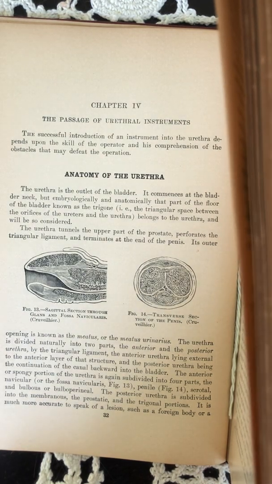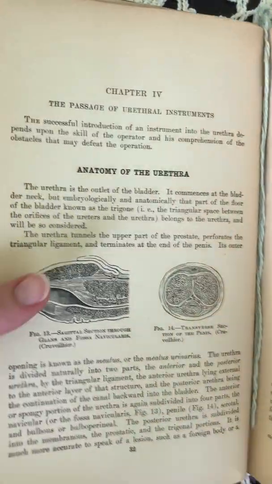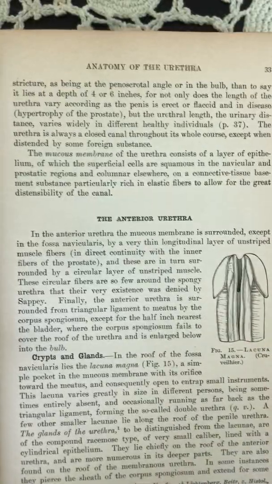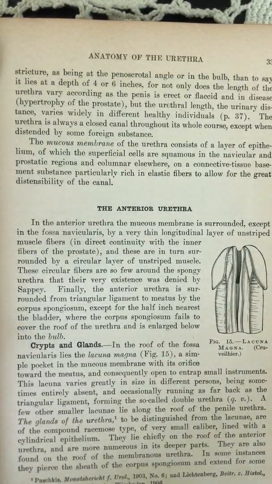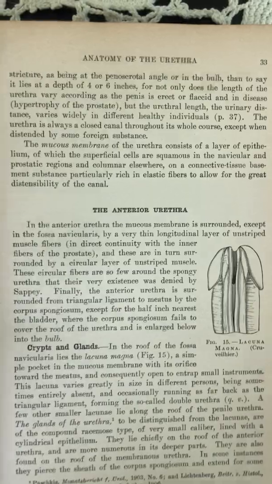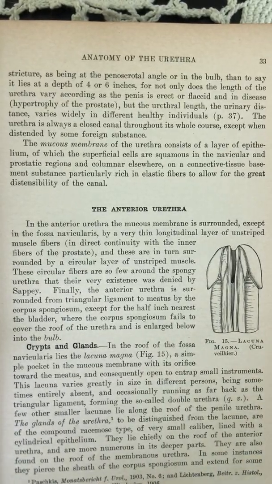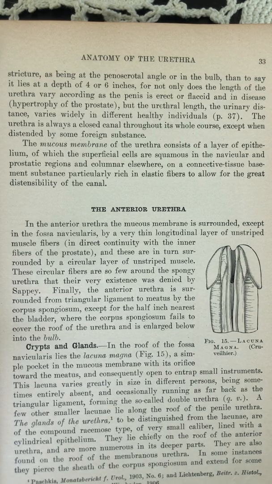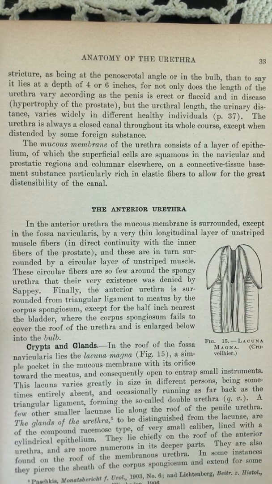It is much more accurate to speak of a lesion, such as a foreign body or a stricture, as being at the penoscrotal angle or in the bulb, than to say it lies at a depth of 4 or 6 inches. For not only does the length of the urethra vary according as the penis is erect or flaccid, and in disease, hypertrophy of the prostate, but the urethral length, the urinary distance, varies widely in different healthy individuals.